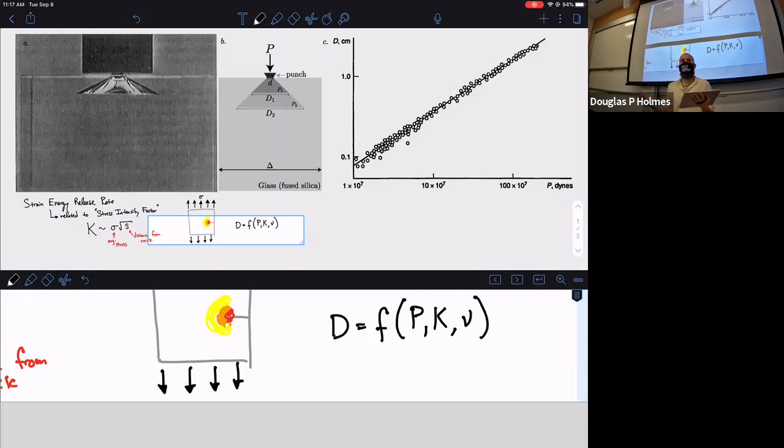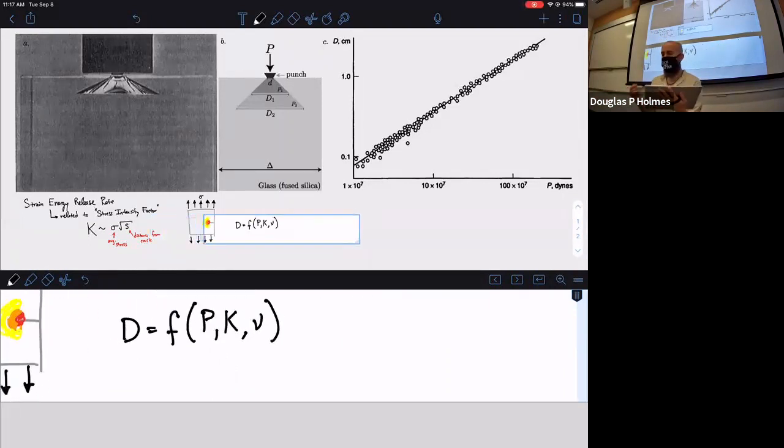If anyone knows anything about elasticity, you know that the Poisson ratio is dimensionless, so it's not going to really help us in our dimensional analysis. We can pretty quickly apply the same approach we did before to solve this problem, which is to say that, okay, well, what are the units of P?